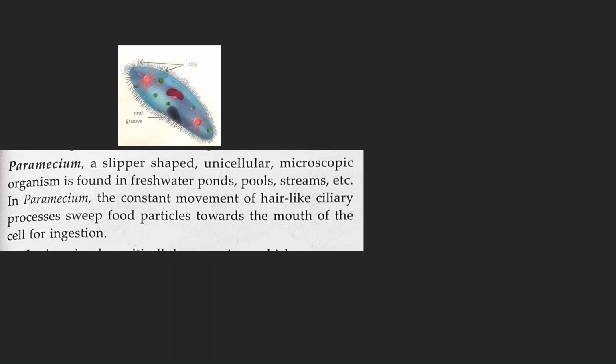So two organisms have also been discussed. First one is unicellular. Paramecium is a slipper-shaped unicellular microscopic organism found in freshwater pools, ponds, streams, etc. In paramecium, remember this is unicellular, the constant movement of hair-like ciliary process sweeps food particles towards the mouth of the cell for ingestion.